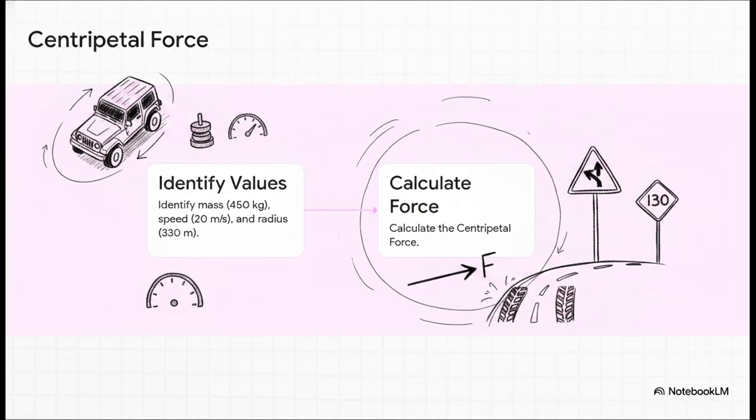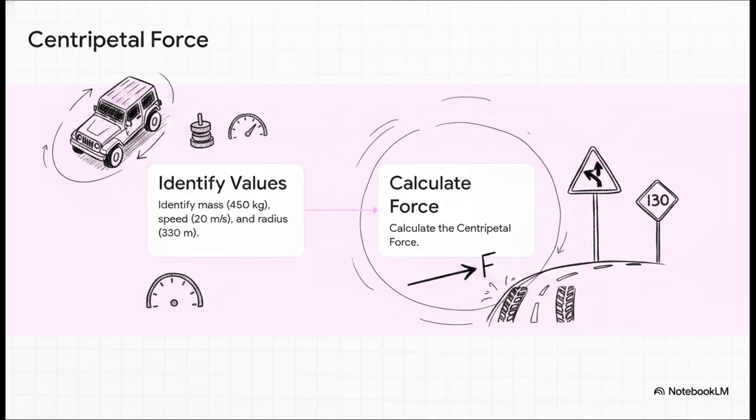Let's look at a super practical safety engineer problem. Imagine a 450-kilogram Jeep taking a sharp turn on a road with a 330-meter radius going at a speed of 20 meters per second. By squaring the speed, multiplying it by the mass, and dividing by the radius, we can figure out the exact centripetal force required to make that turn. It comes out to about 545 newtons.